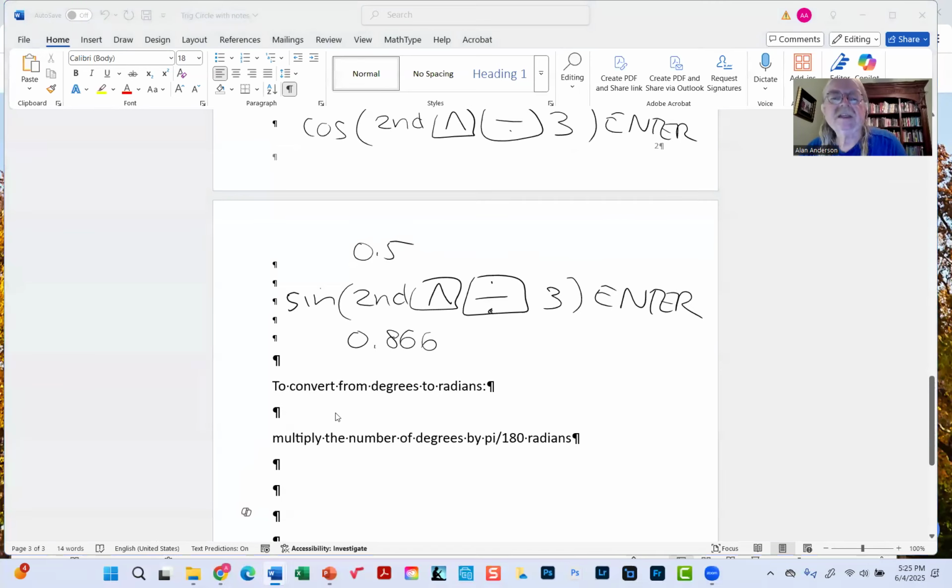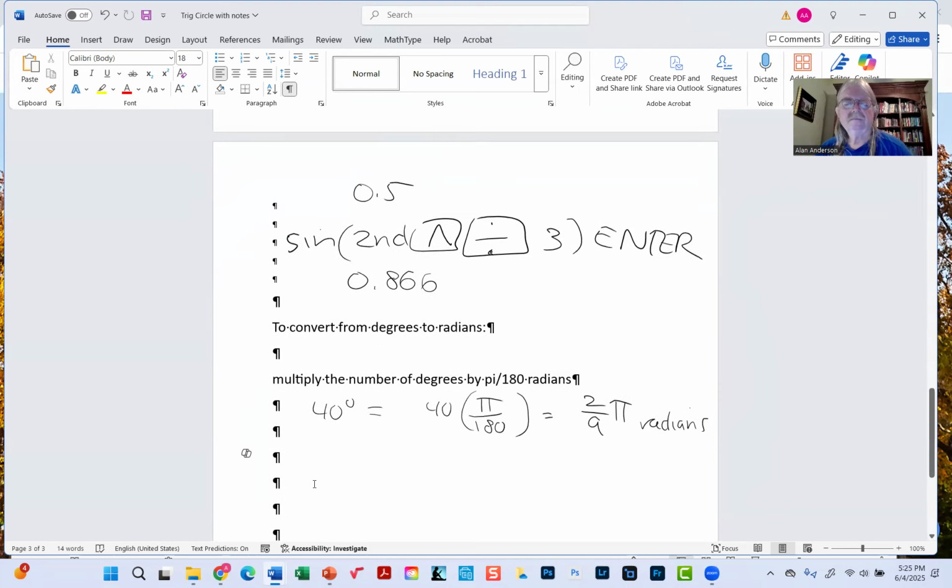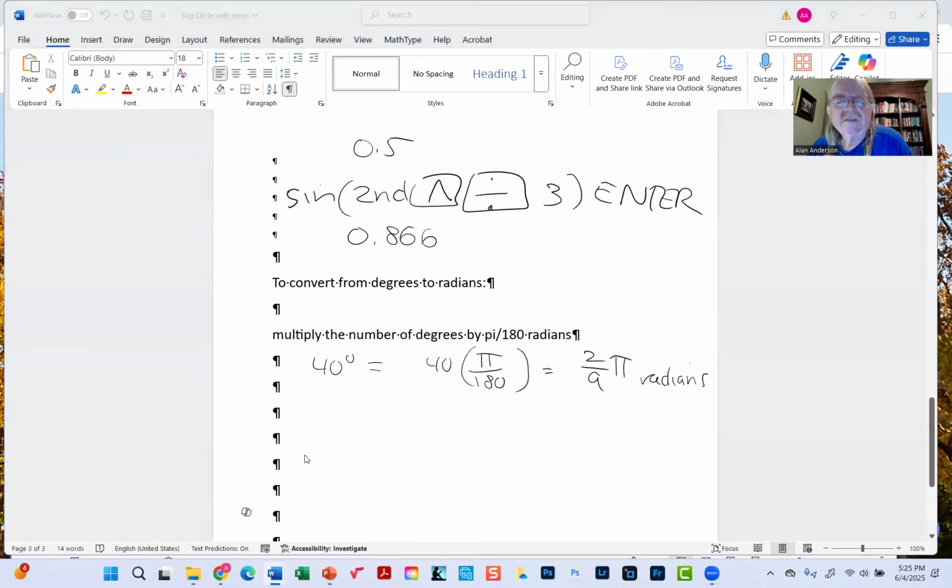So for example, the first one they give us is 40. And so when you multiply that out, 40 divided by 180 is 0.222. That's 2 ninths. And so that's how you go from degrees to radians. And then they give us another example.